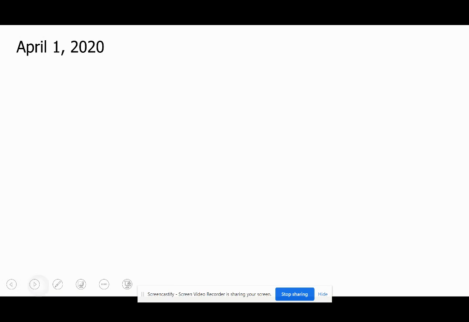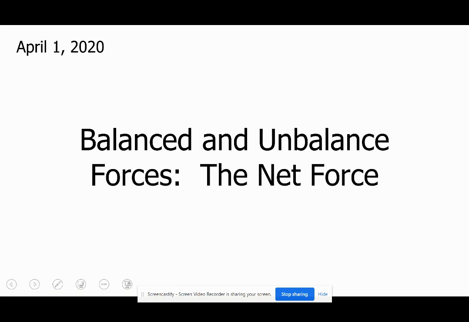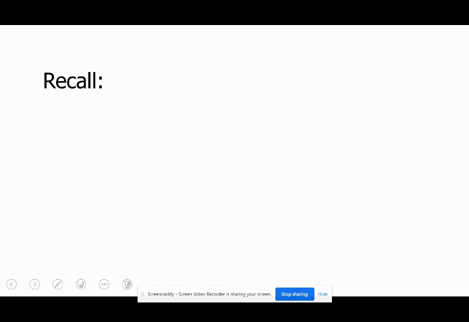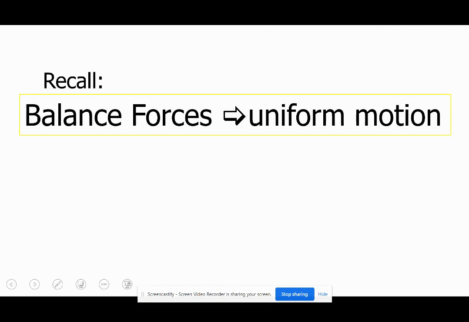This is just a quick crash course on balanced and unbalanced forces, also known as the net force. You heard me in the last section referencing the term net force a few times, but I only showed you one or two examples of actually calculating that net force. That would be the example with Tarzan and the ape and the pushing and pulling forces there.